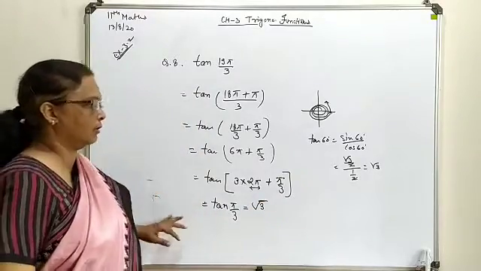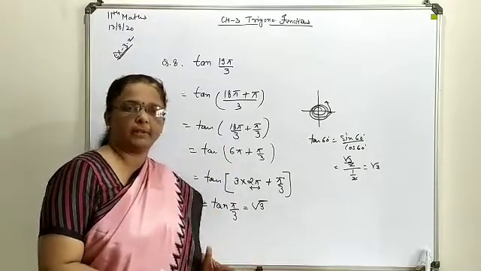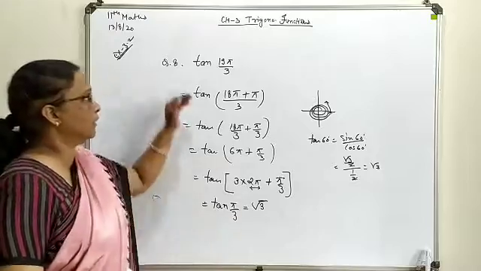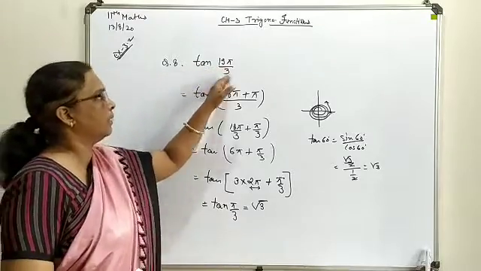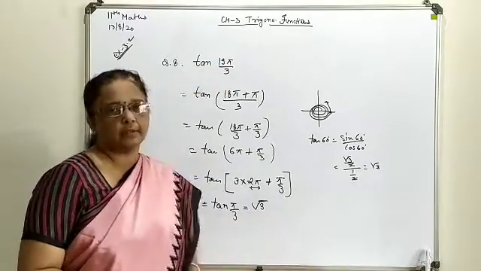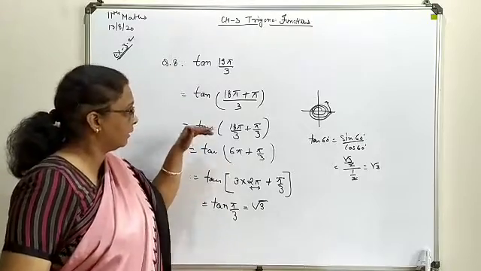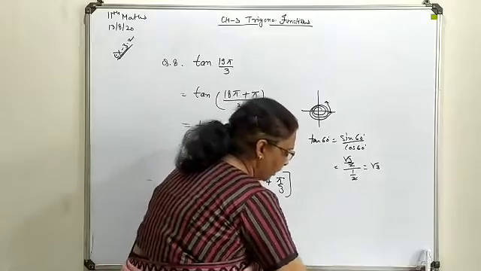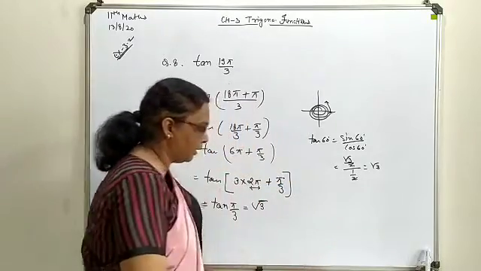So if it is not in your mind, sin and cos are always there. On the basis of that you can evaluate the required term. So this way the value of tan 19 pi by 3 you will have as root 3. This is another way to sort it out. Now one more different combination we are going to discuss, that is question number 10.